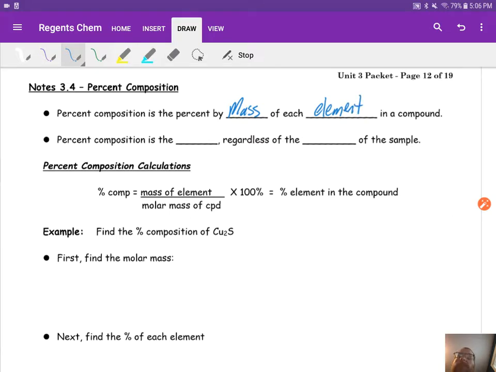Percent composition is the same. All caps there. It's the same. I'm going to highlight it. It's the same regardless of the size of the sample. So what that means is that if you have water, for example, water is 11% hydrogen, 89% oxygen by mass. That percentage is the same whether you have a drop of water or a bucket of water. It's still 11% hydrogen, 89% oxygen, regardless of the size of the sample.